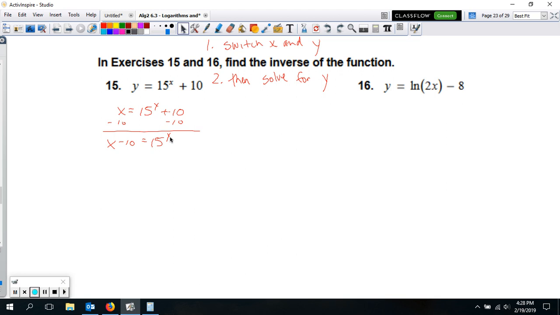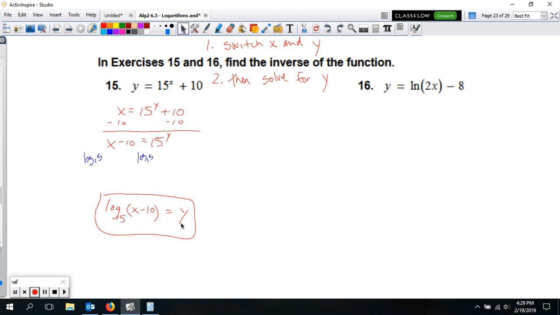Now to undo and get y by itself, we're going to use that inverse property. So I have a 15 as my base. I need to zap both sides here. Whatever you do to one side, we're going to do the same to the other. So we're going to zap both sides with a log base 15. That way that log base 15 and this 15 can cancel because of that inverse property. They undo each other. That would free this y now. And over here I'll have log base 15 of x minus 10. Actually, x minus 10 is not the exponent, it's the number part. So log base 15 of x minus 10 is equal to y.